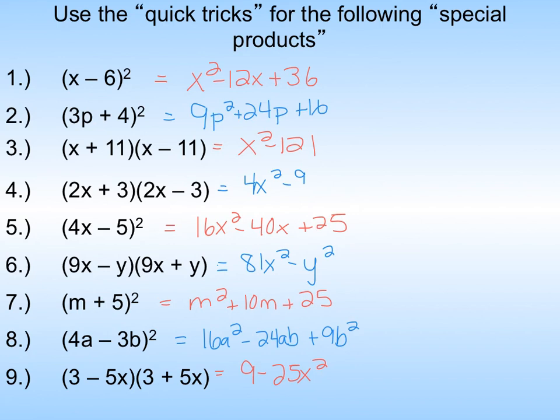Number 5 would be a square of differences, so square the first, multiply and double the middle term to get 16x squared minus 40x, and then square the last term to get plus 25. Number 6, another difference of squares, so multiply the first and last terms only, you get 81x squared minus y squared. Number 7, a square of sums gives you m squared plus 10m plus 25. Number 8 gives you 16a squared when you multiply the first times itself. Multiply and double for the middle gives you minus 24ab, and then your last term squared is 9b squared. And then the last one is another difference of squares, which gives you 9 minus 25x squared.